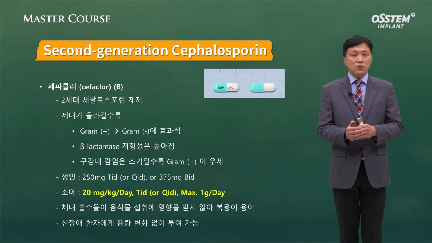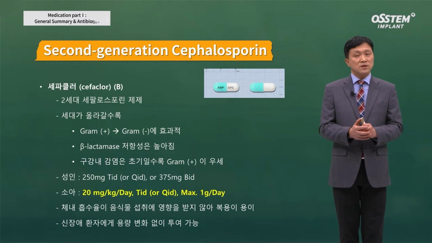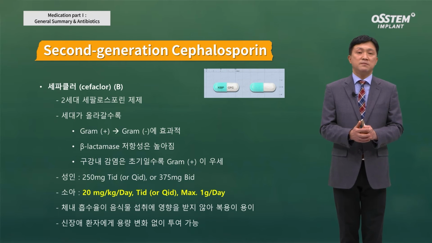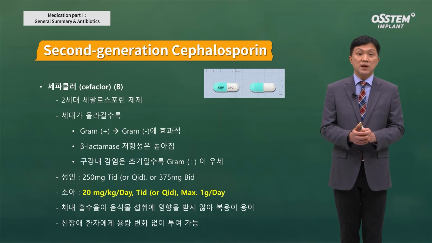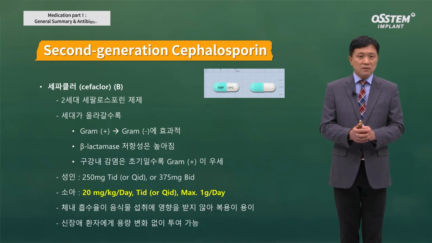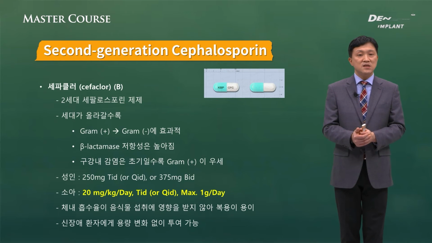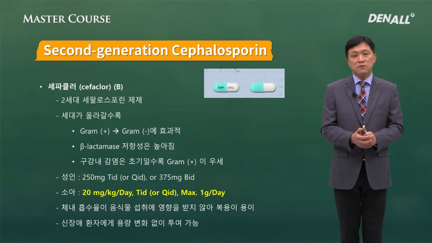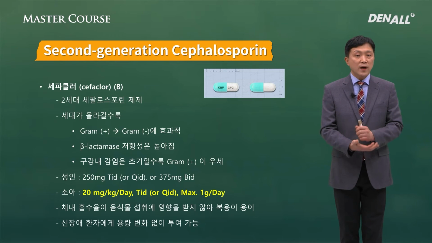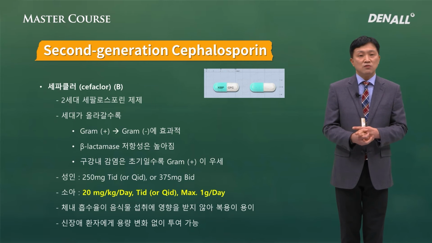So this should be used after pus is made. After the intermediate stage of infection, I will talk about how it can be used later. For adults, 250 milligram TID or 375 milligrams BID. For children, 20 milligrams per kilogram per day and up to 1 gram a day can be used.